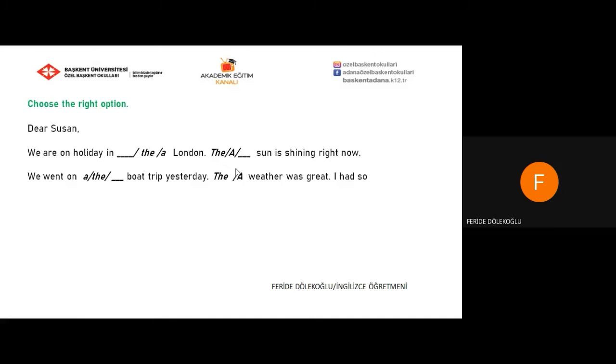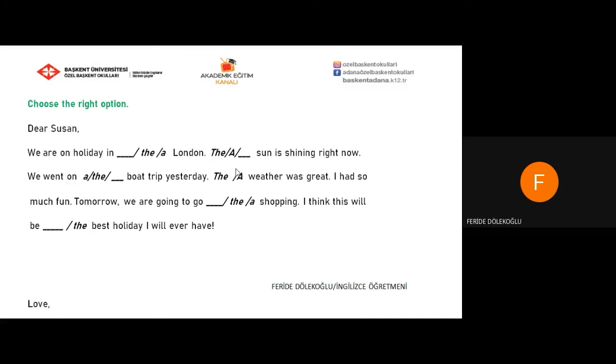Now, we will choose the right option here. Let's start. Dear Susan, we are on holiday. Look, you see a city here. Remember the rule. Before city names we don't use an article. So the correct answer is zero article or no article. Now, the noun is sun. The sun is shining right now. Remember, there is only one sun, so we use the before this word.